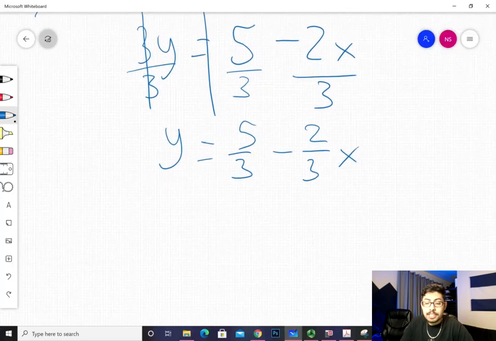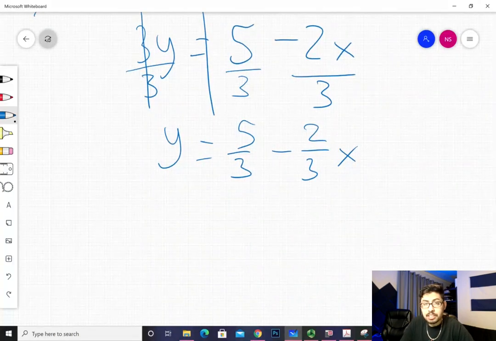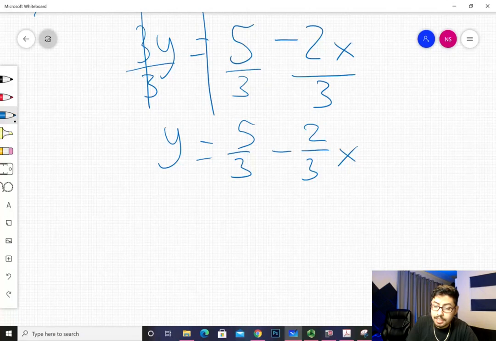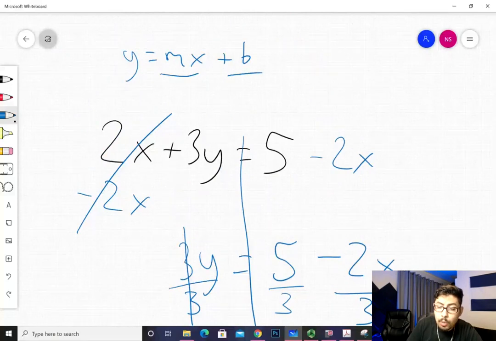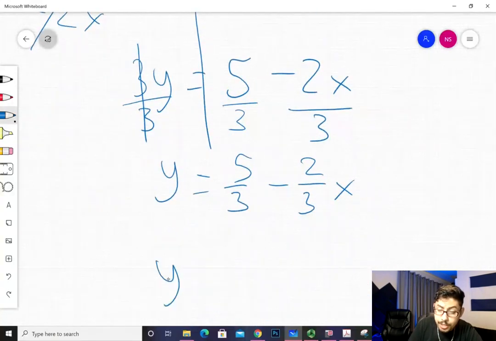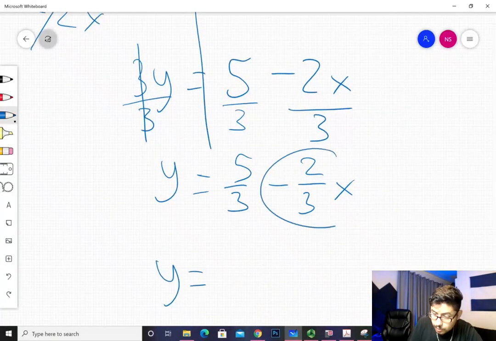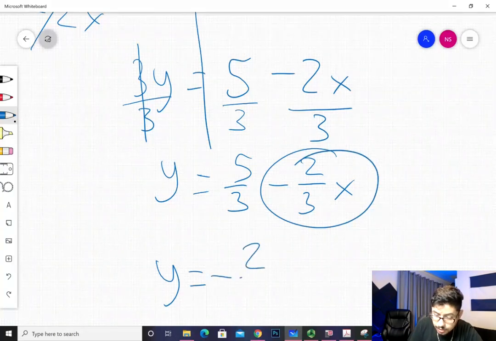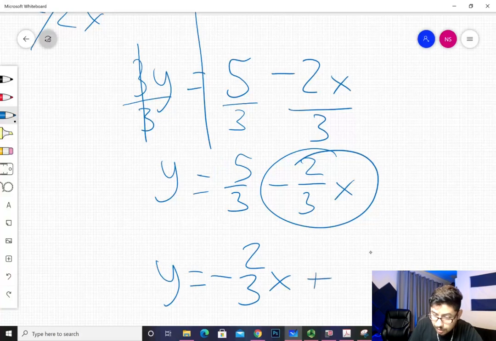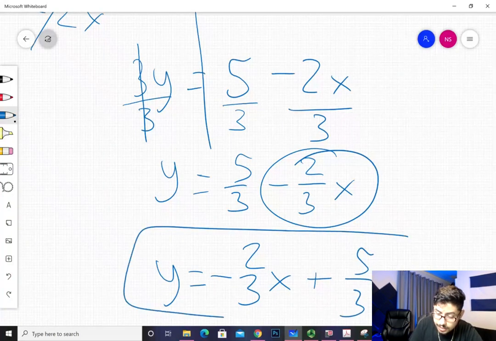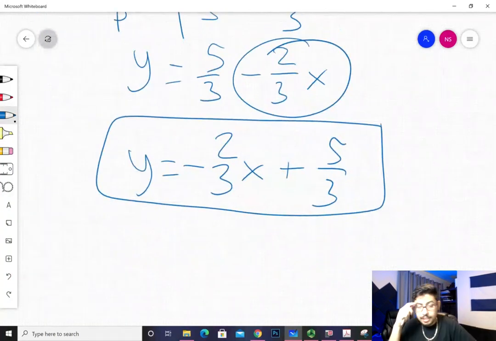Does it look like y equals mx plus b? Similar, but a little different. All I got to do is rearrange. Remember, y equals mx plus b. The mx comes first and the b, the y-intercept, comes next. So I'm just going to rearrange it. This one has to be in the front. This one is a positive 5 over 3, so I'm going to do a plus 5 over 3. And this is my final linear equation.